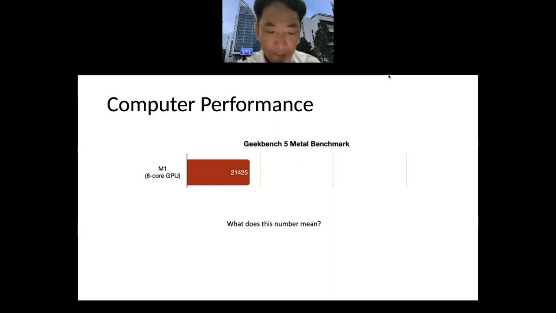And look at this slide. This is the computer performance of the Apple Mac M1 8-core GPU, and we get this number. What do you think about this number? Does it mean anything to you? It's nothing much, right? Because you don't know what it means. You can see the number is 21,000 something, and it should be correct.